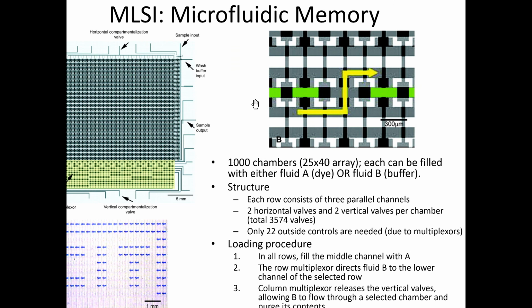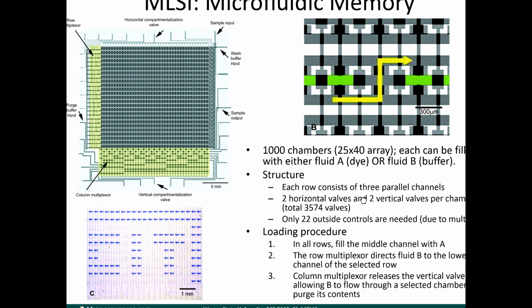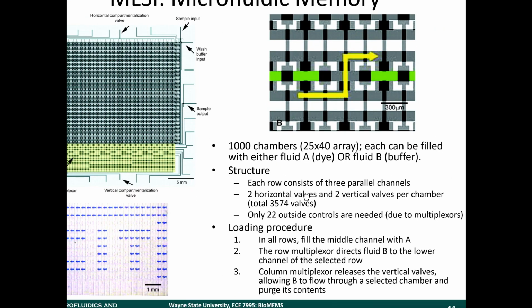Initially, all the column valves are closed, and the middle row valve is open. This allows you to fill all the rows of the microfluidic memory. So all the rows are filled with the dye that you want to fill it with. And then you will selectively purge the ones that you don't want.